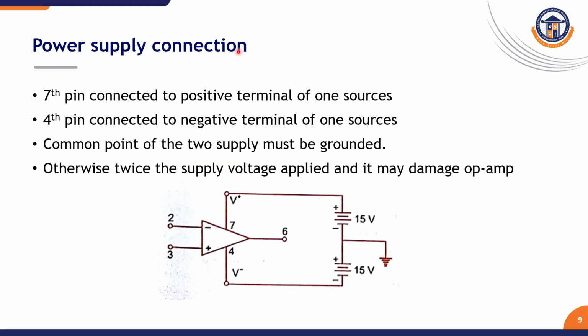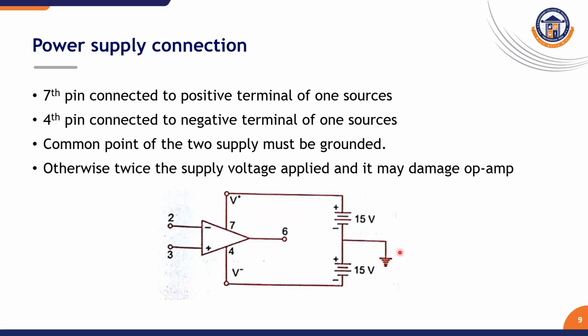Power supply connections. It is very important to provide the power supply for the operational amplifier to operate. The 7th pin of the operational amplifier is connected to the positive terminal of one source, and the 4th terminal of the operational amplifier is connected to the negative terminal of another source. And the common point of these two voltage sources should be grounded.